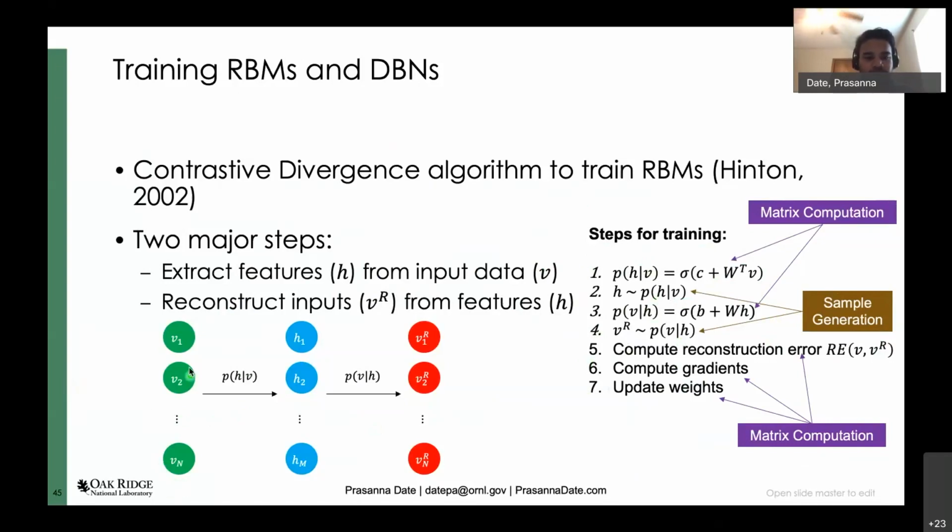We are given a visible layer and we have this conditional probability function which gives the probability of a hidden layer given a visible layer.